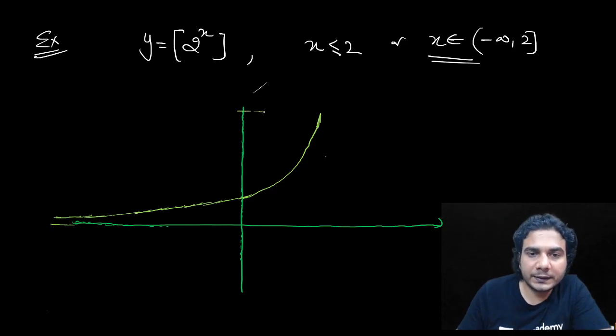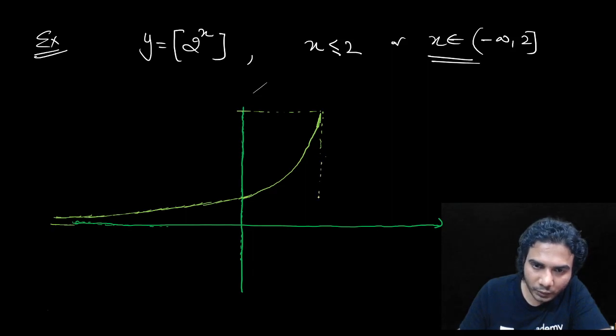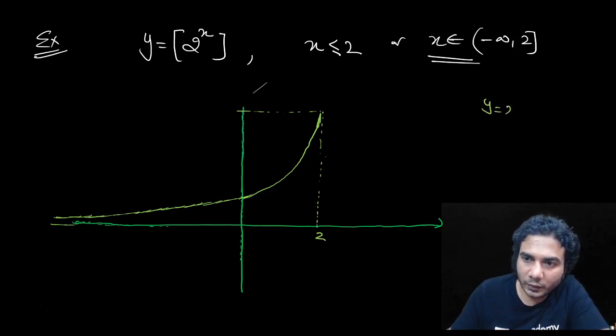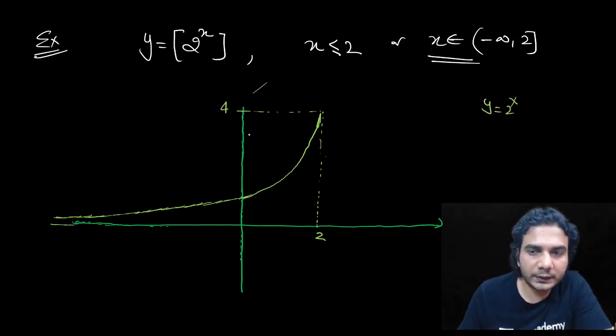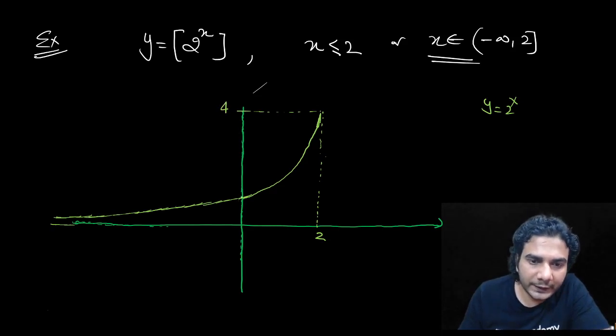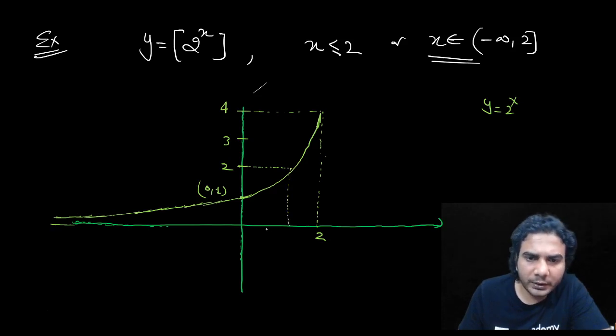So you can see at x is equal to 2, this point is going to be my end point. At x is equal to 2, the value of y is equal to 2 raised to x, which is 4, all right? And this point is 1, so 0, 1. That means it will be 2 and 3, right? So let's see. When is this value 2? We need to find this point, right? But 2 you can see easily. 2 raised to x is equal to 2, that means x is equal to 1, right? So this point is nothing but 1.